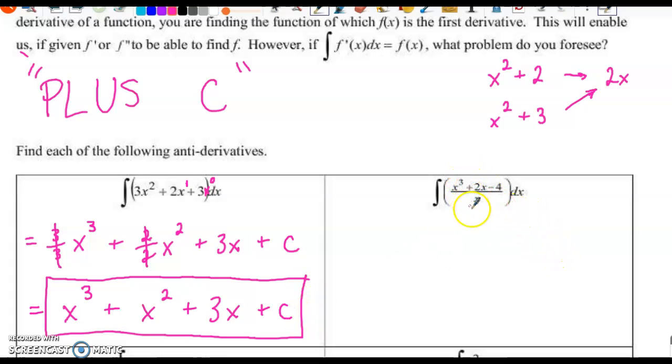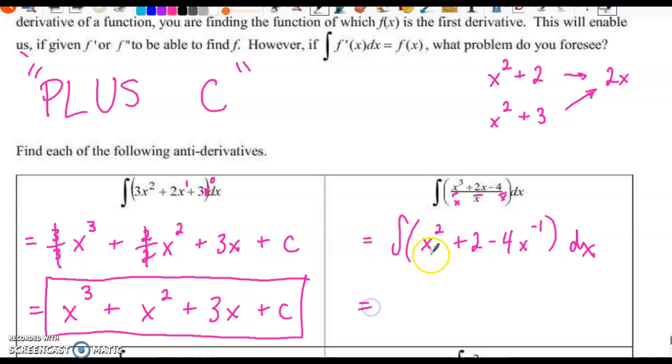The next problem, if you notice, we're dividing by a monomial. So as a reminder, you can divide each piece by x. So this is really the same thing as the antiderivative of x squared plus 2 minus 4x to the negative first power. Although you want to be careful when you look at that, and the dx is there for a reason.